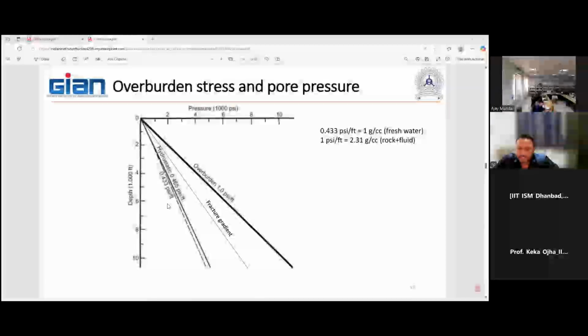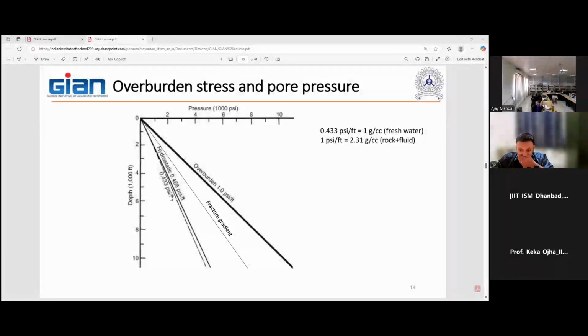That is called the overburden stress. Then we have the hydrostatic pressure, which is the pressure of the interstitial fluid above a given point. This is about 0.433 psi per foot for fresh water, or if it's a brine, like salty water, then you can take 0.465 psi per foot.